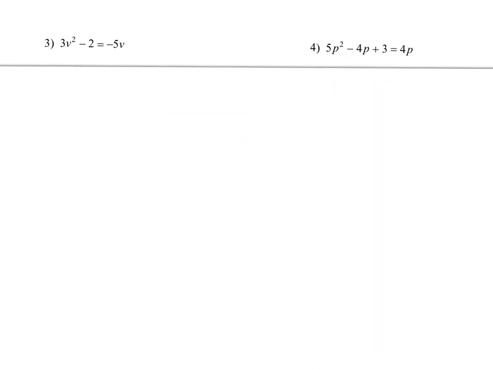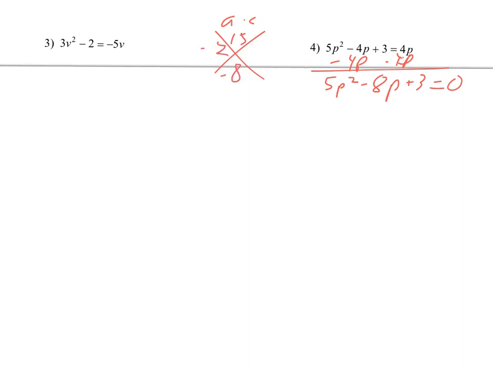All right, next up here, number 4. Again, I'm going to try to get one side to 0. I'm going to see if I can factor. If not, I'm going to use quadratic formula probably. So here we go. Now I'm going to think of two numbers that multiply to a times c, which is 15, and add to negative 8. So that sounds like it will work with a negative 3 and a negative 5.